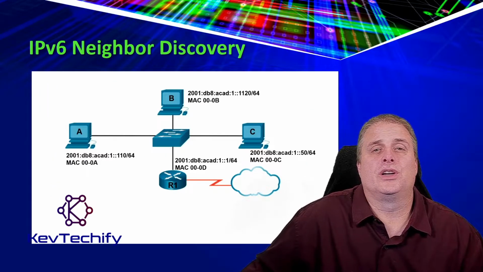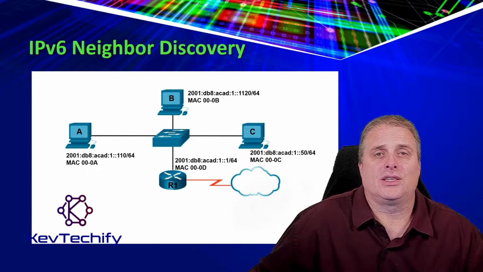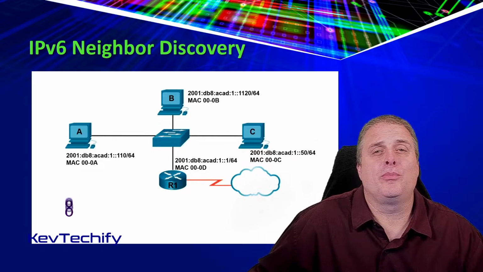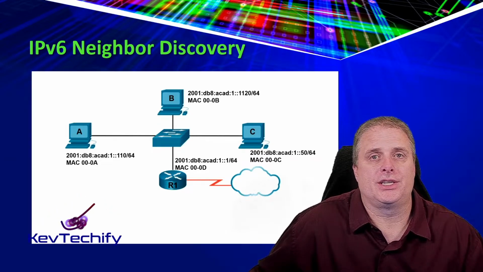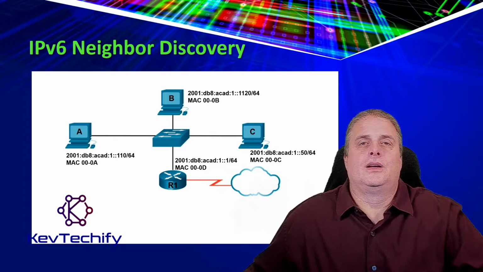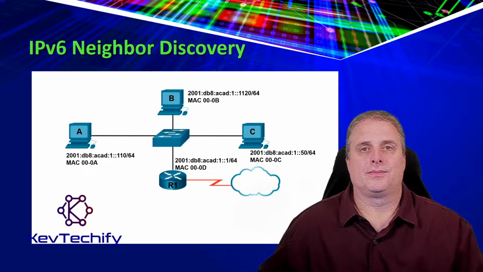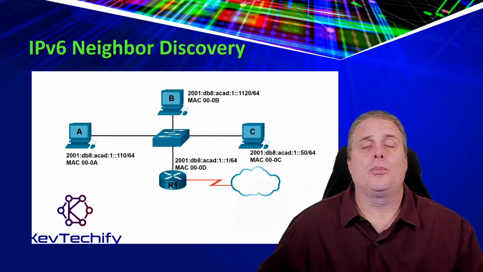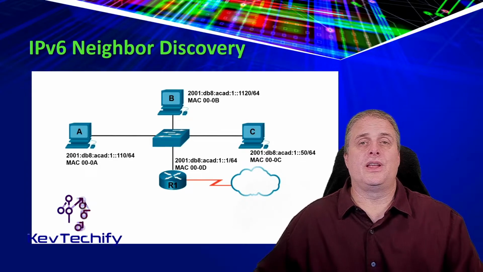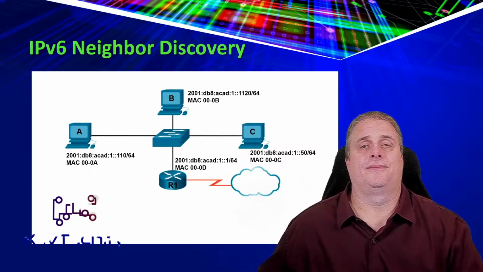In this example, we're going to discuss the process in which IP version 6 does address resolution. We're going to use ICMP version 6 neighbor solicitation and neighbor advertisement messages. This is similar to the ARP process used by IP version 4, but has certain advantages we're going to discuss right here.